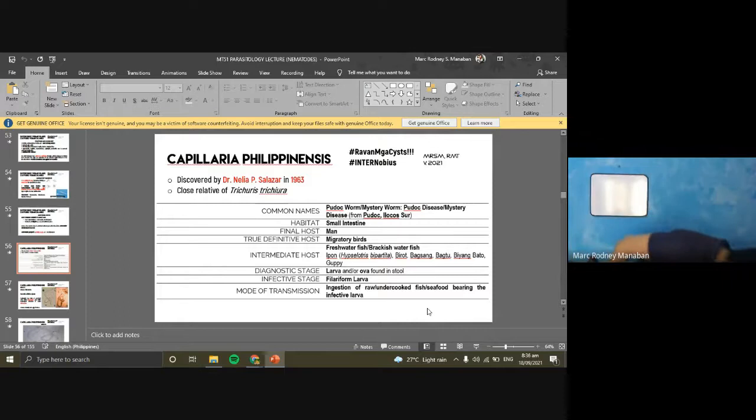So we go now to the next, which is your Capillaria filipinensis. Ayan, nasa pangalan na, very straight to the point, filipinensis. So this is sariling atin. Yes, be proud. This is Capillaria filipinensis. It was first discovered by Dr. Nelia P. Salazar in 1963. And it's a close relative of Trichuris trichiura. Actually, they belong to the same family, Trichuris trichiura and Capillaria filipinensis. So, discovered by Dr. Nelia P. Salazar in 1963. Important information.